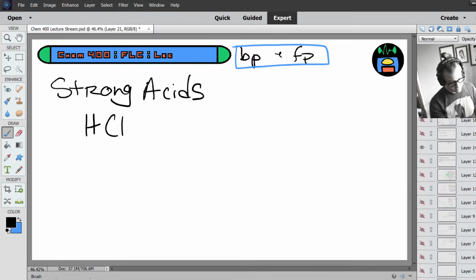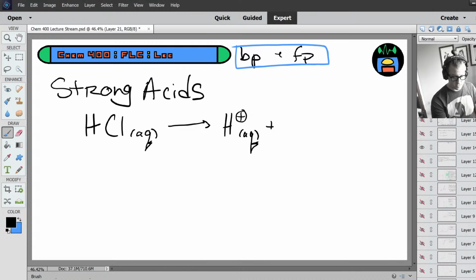Like, for example, HCl. Acids are covalent compounds, but they can ionize. And strong acids, we assume ionize completely. So, for example, hydrochloric acid would have a Van't Hoff factor of 2.